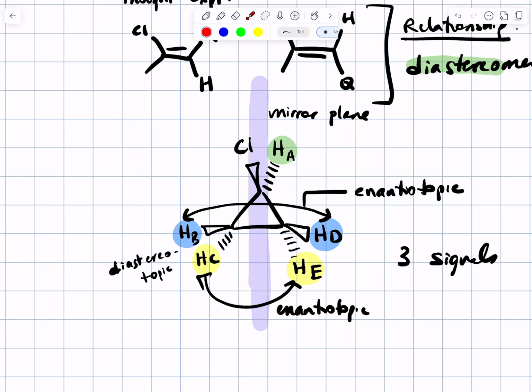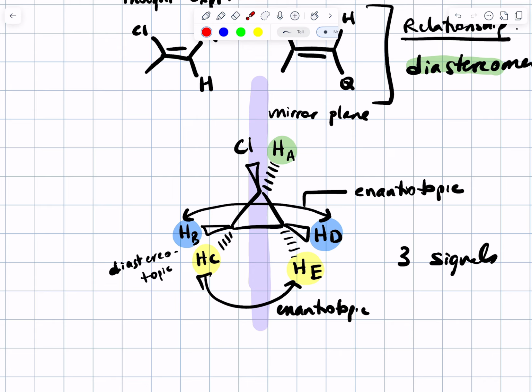Yes? So I have two questions. Would B and E then be homotopic? B and D? B and E. What would you call the relationship between B and E? They're not on the same carbon. I'm not sure. That's a good question. B is diastereotopic with C. C is enantiotopic with E. So does that make B and E also diastereotopic? I'm not sure. So I'm going to punt on that one.